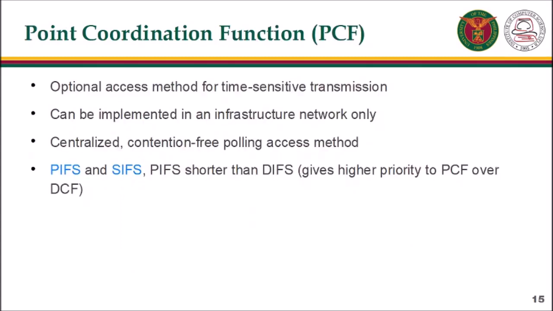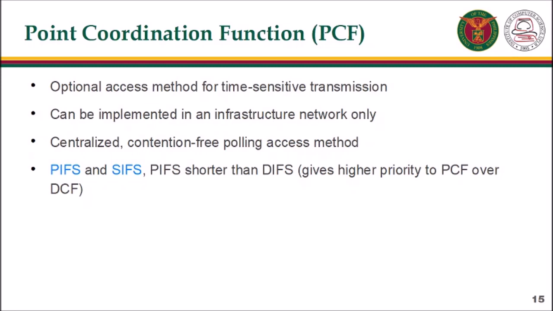The point coordination function, or PCF, is an optional access method that can be implemented in an infrastructure network. It is implemented on top of the DCF and is used mostly for time-sensitive transmission. PCF has a centralized contention-free polling access method. The AP performs polling for stations that are capable of being polled. The stations are polled one after another, sending any data they have to the AP.